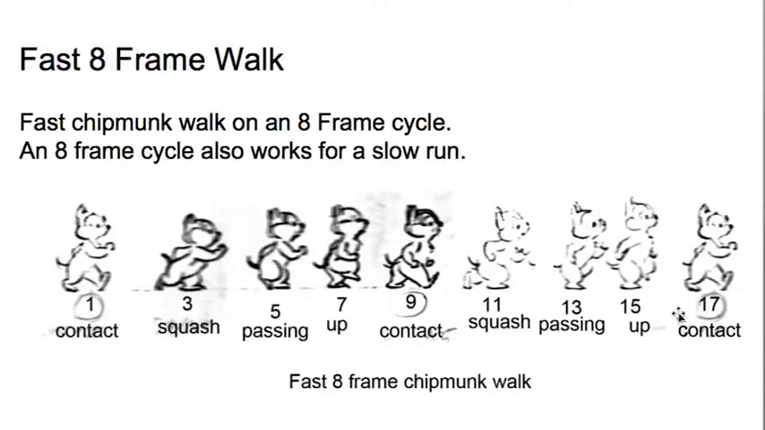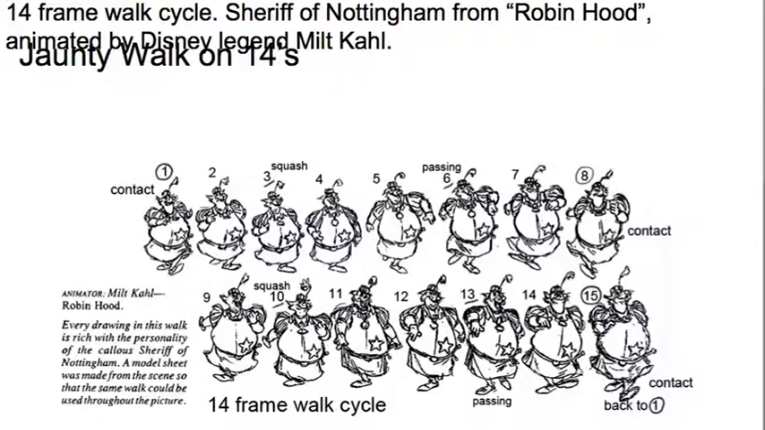Here's a nice walk from the Sheriff of Nottingham from the Disney film Robin Hood, and this is a kind of jaunty walk animated by the late great Disney legend Milt Kahl. And again here you've got the contact position, the squash at frame 3, the passing position, and then the contact again. Squash, passing, contact. It's all about starting with the contact position, and that's how we're going to begin.